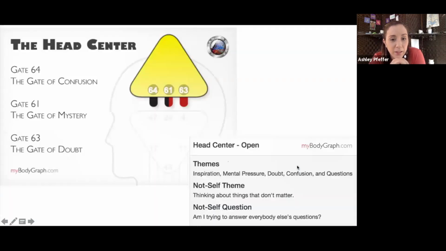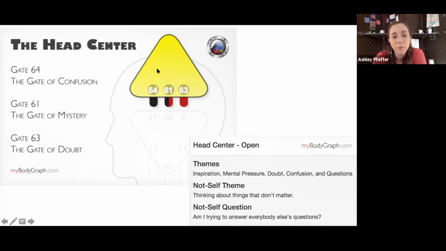All right, so as we move into these centers, we're going to talk about what it means to be open, what it means to be closed. So the head center has 3 gates hanging out here. We got the gate of confusion, the gate of mystery, the gate of doubt, and you can dive in deeper to those, look into more of those if you'd like, if you have them defined.